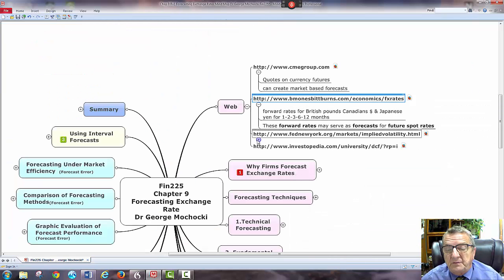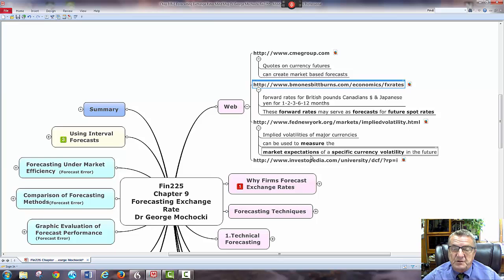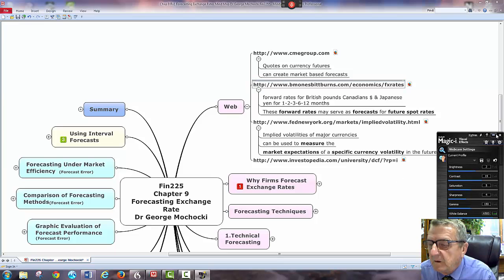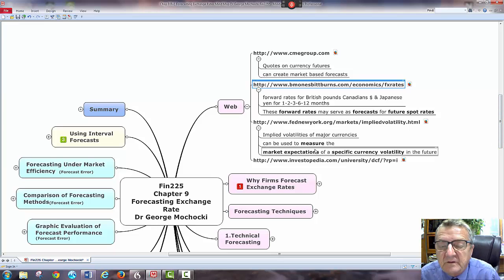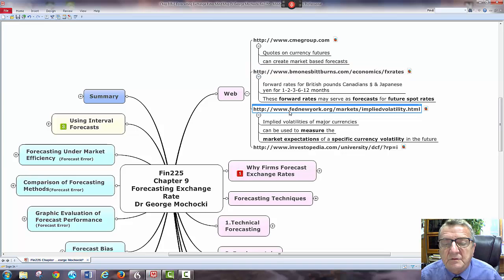Remember, the next site we'll look at is the Fed site, implied volatilities of major currencies. How unstable the currency is can be used to measure the market expectations of a specific currency. Okay, so now with this next one, volatility can be measured, the market expectations of specific currency volatility in the future. So this one is the Federal Reserve.